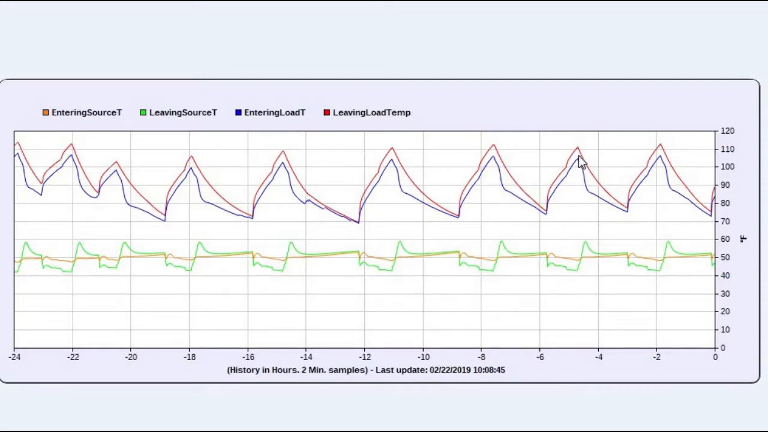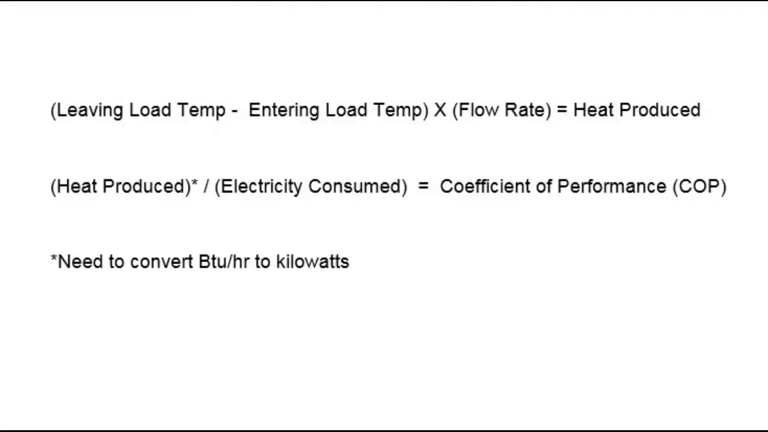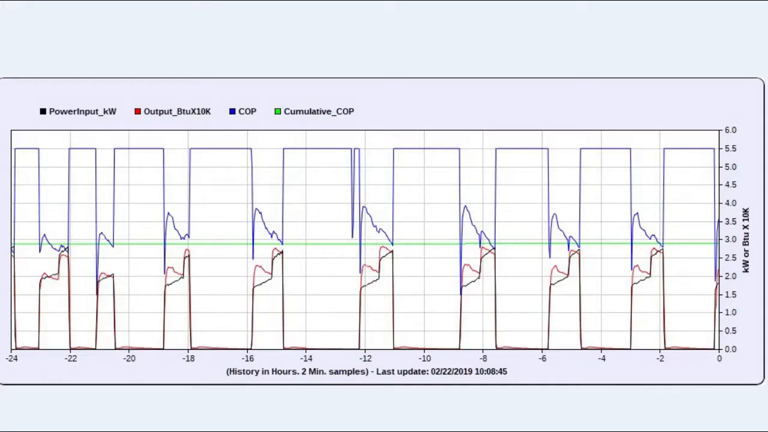Now, since we measure the entering and leaving water temperatures as well as the flow rate, we can calculate how much heat the heat pump is producing. And dividing that by the electrical input power, we get a ratio called the coefficient of performance, or COP. So here in blue, we have a real-time plot of COP for a stretch when the outdoor temperature was in the mid-40s.